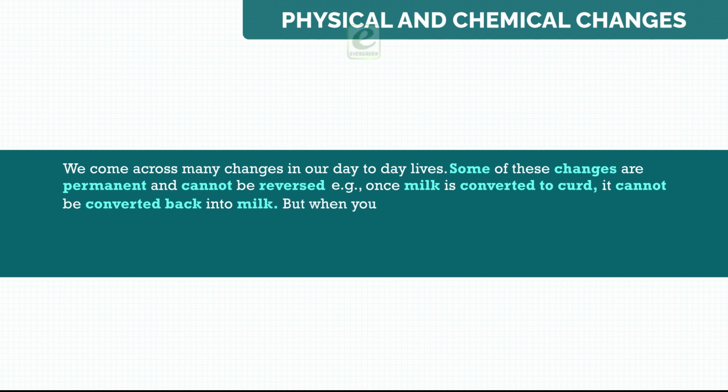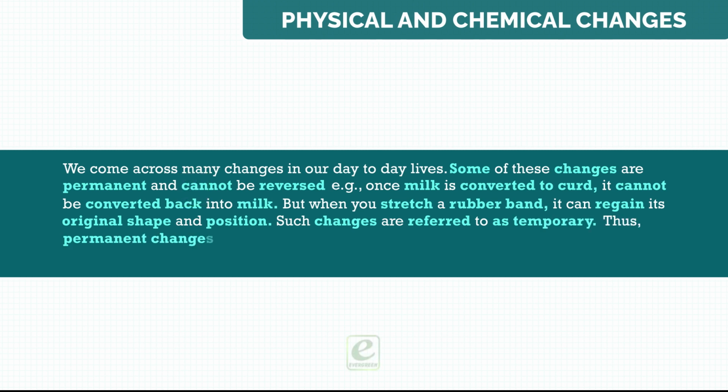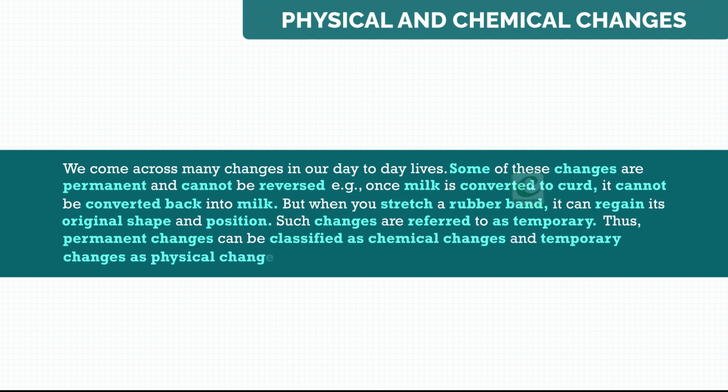But when you stretch a rubber band, it can regain its original shape and position. Such changes are referred to as temporary. Thus, permanent changes can be classified as chemical changes and temporary changes as physical changes. Let's study about them.